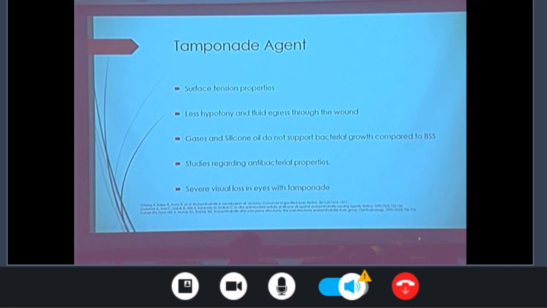On the other hand, some studies claim that there is severe visual loss in eyes that have endotamponade. Why is this? This is because the microorganisms or the infection cannot mix with the gas or the silicone oil. They cannot penetrate inside of it. So they're basically confined to the area between our tamponade agent and the retina. This causes severe inflammation of the retinal tissue and consequent damage.